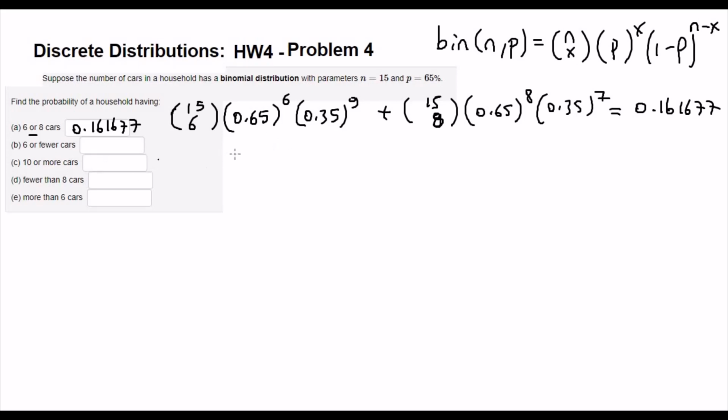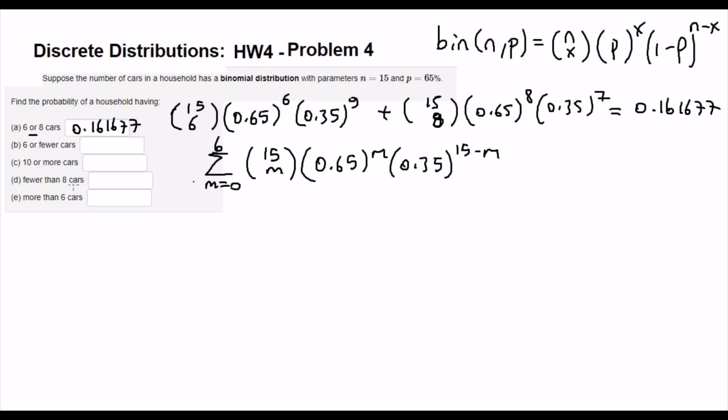Having 6 or fewer cars, that is 15 choose m, let's call it m, 0.65 is the success to the m, 0.35 is 1 minus p to the 15 minus m, and we're going to sum it from 0 to 6 because we're calculating 6 or fewer cars, which is 0 cars, 1 car, 2, 3, 4, 5 up to 6 cars, and this summation will give you the answer 0.0421938.